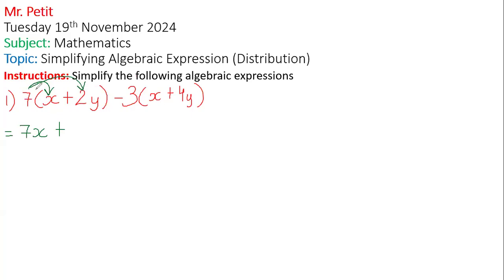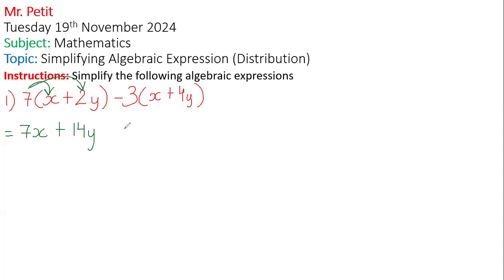7 times 2y is gonna be 14y. Very good. So we say 7 times x, which is 7x, and we say 7 times 2y, which is 14y. Does that make sense? Let me know. Could you say it again, please? I just missed it. So we say 7 times x, which is 7x. We say 7 times 2y, which is 14y. All right? That makes sense?